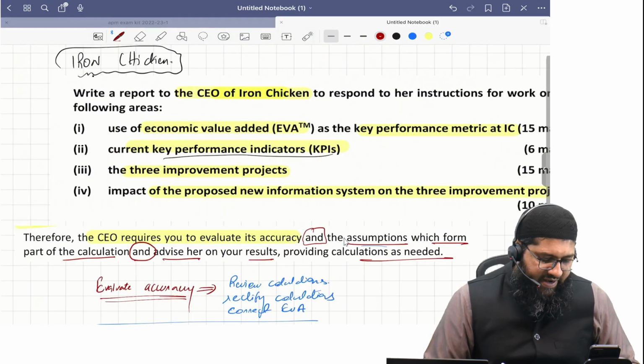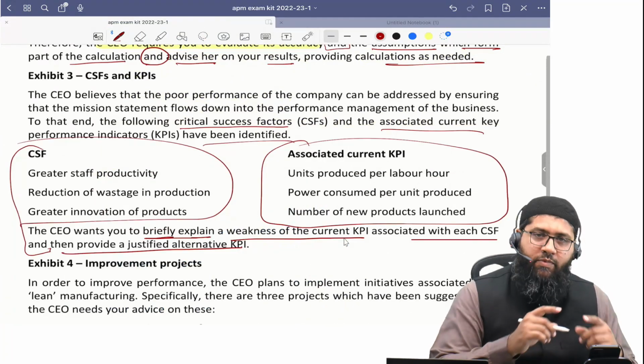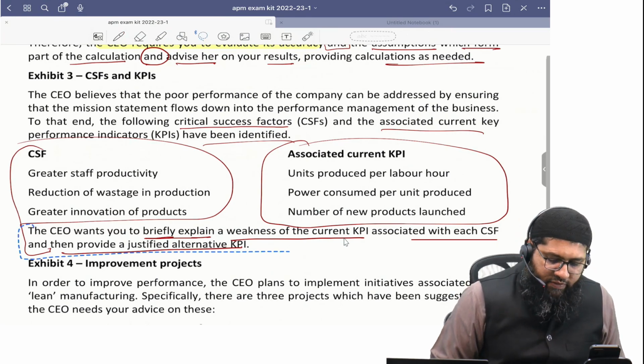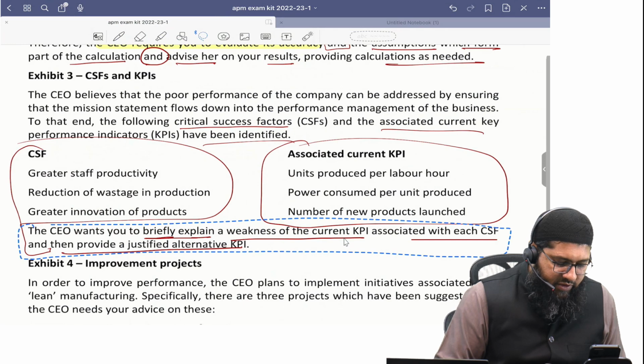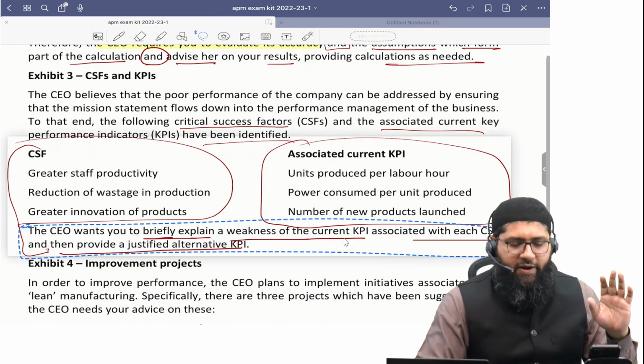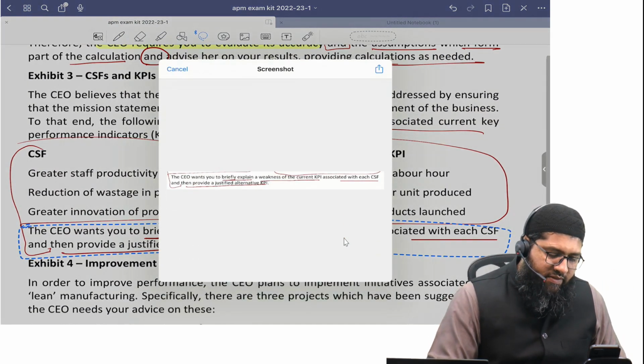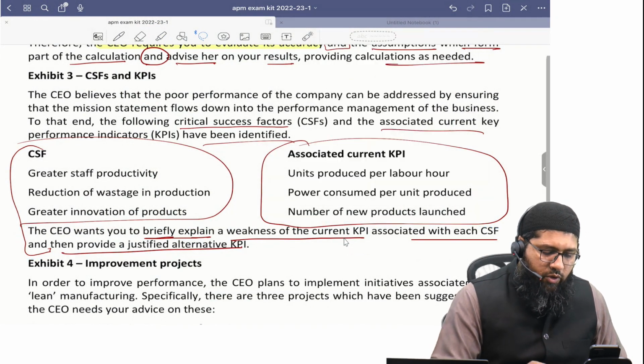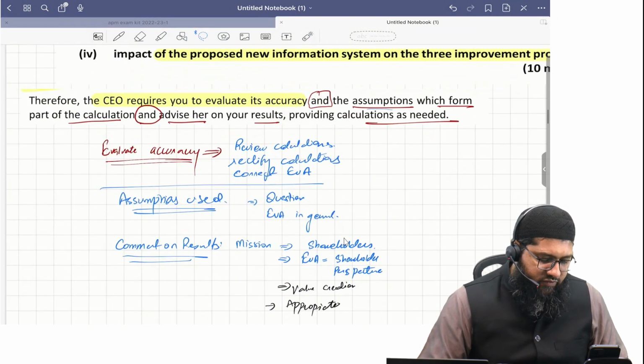What is the chief executive officer asking you to do? See, they are all embedded requirements. They're all embedded into the scenario, into the question. They've just given you a bit of a hint. Then they've actually embedded the question's requirement. So what is it that we need to do? We need to see this.